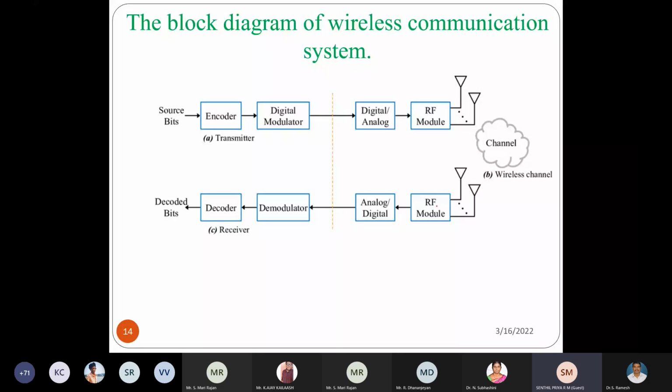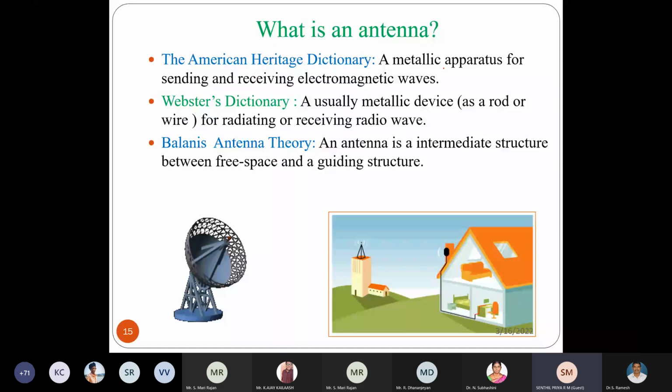Next, why I have given the antenna: without an antenna in the communication system, we are not able to communicate, right? So a very, very important component for a wireless system is the antenna. I have discussed the antenna. So what is an antenna? An antenna has a lot of definitions. Here I have given a few definitions. An electronic component for sending and receiving electromagnetic waves.